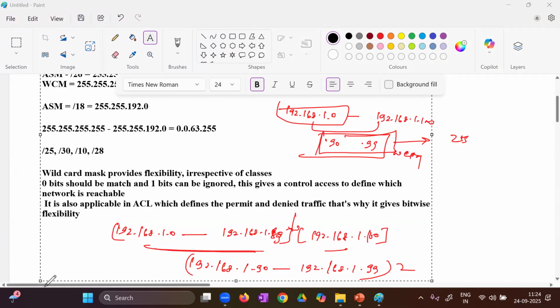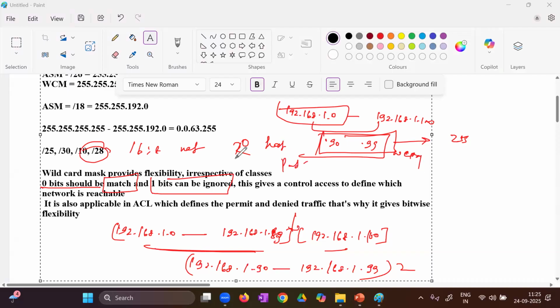So when will you use an access control list? You always write the wildcard mask, not the subnet mask. Same is the case with routing. That gives you more precise control over which traffic should be allowed and which denied. That's why 0 bits should match and 1 bits can be ignored, whereas in a subnet mask, 1 bits define the network part and 0 bits define the host part.